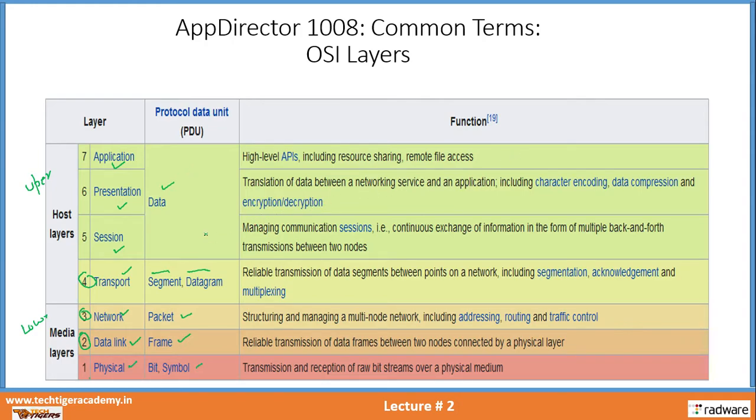Remember that any layer can talk to the layer above it, or any layer can talk to the layer below it. Any layer can also talk to the corresponding layer at the receiving end as well. I would suggest and request you to go through my other course, CCNA, where I have explained this OSI layer in extensive depth. You can watch the whole lecture over there. That will be good to have.